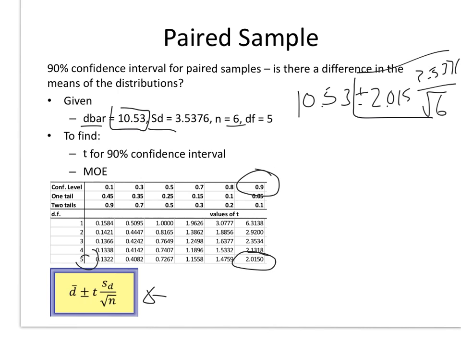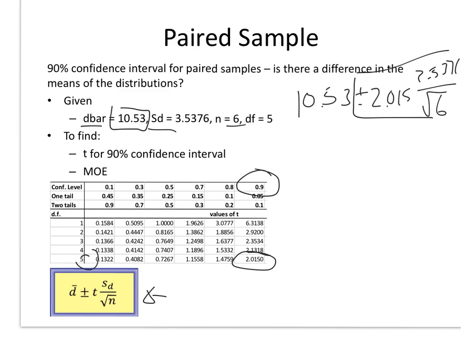Okay, so that's what we're going to add and subtract from our 10.53. All right, so let's take this one at a time. If we just look at this here, we've got about 2 in our critical value, and then we have 3.5 divided by, let's say the square root of 6 is about 2.5 or so. So we're going to have about plus or minus 3, I would say, and we'll look at this in a second. But that should give us an idea of what we're looking at here.